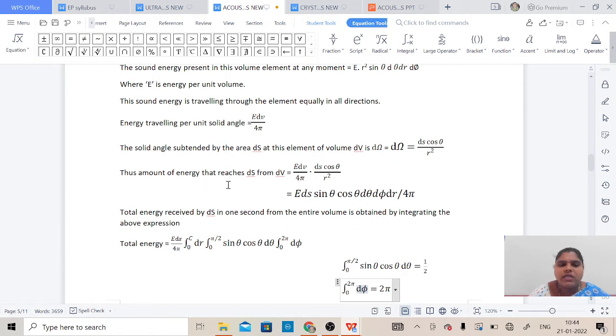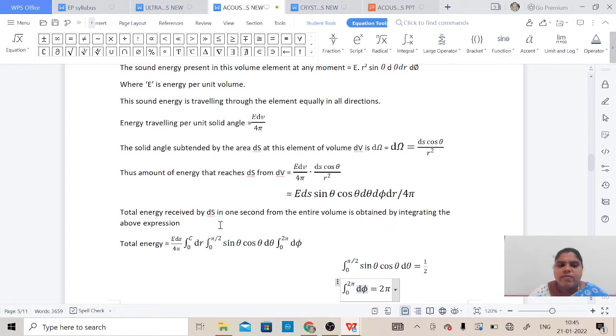This amount of energy that reaches ds from dv equals E dv by 4 pi into ds cos theta by r square. So that equals E ds sin theta cos theta d theta d phi dr by 4 pi. Okay, so from where are we getting this value? According to this and the previous value, this r square and this r square get cancelled. So from this we get the total amount of energy that reaches ds from dv.